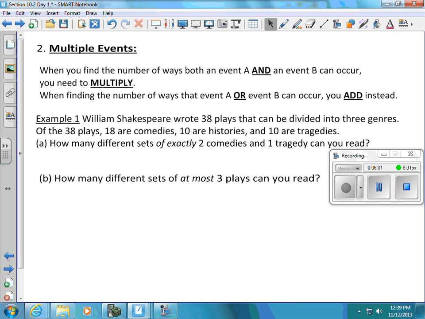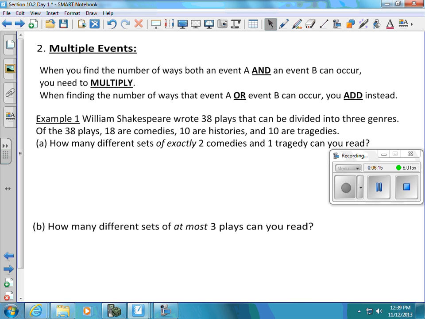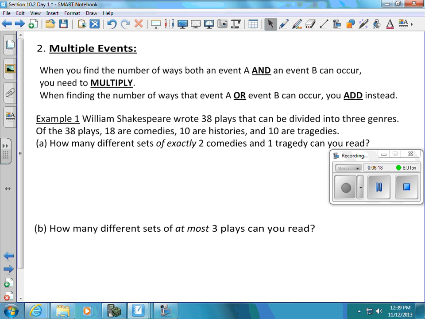Example 1, William Shakespeare wrote 38 plays that can be divided into 3 genres. Of the 38 plays, 18 are comedies, 10 are histories, and 10 are tragedies. How many different sets of exactly 2 comedies and 1 tragedy can you read? Okay, so and is the key word here. And means multiply. So 2 comedies times 1 tragedy. That's really what we're doing.